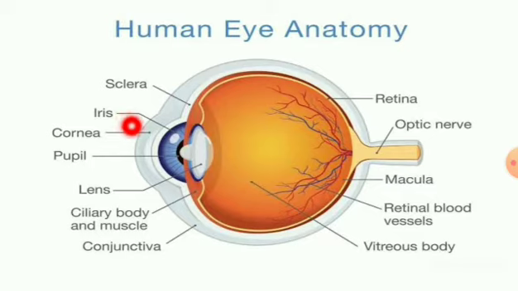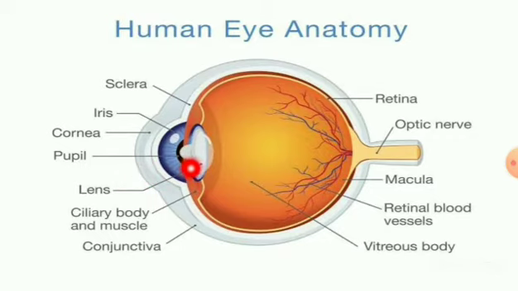Next, iris. This is the iris. It is a pigmented layer of tissues that make up the colored portion of the eye. See the picture, the colored portion of the eye. Its primary function is to control the size of the pupil depending on the amount of light entering it.